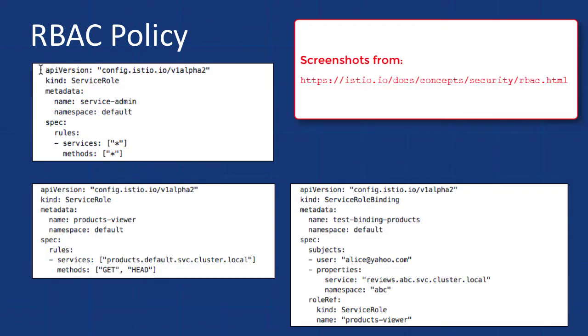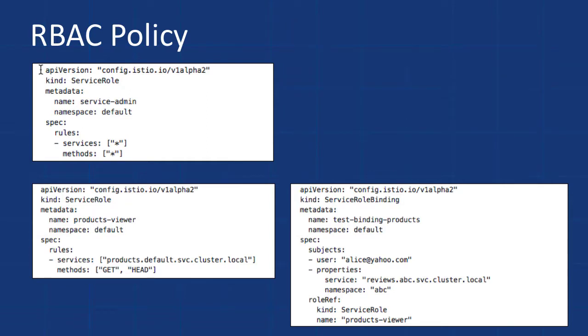What I thought I would do is just show you an RBAC policy implementation, and this is taken directly from the Kubernetes documentation. So what you see here at the top is a service role called service admin in the default namespace that really just allows full access to all services and all methods. Now down here, just below that, you've got a service role called products viewer, again in the default namespace, that really only allows you to call get and head on the products service. Now over to the right, you can see how we've bound the products viewer role over to really two subjects, to user alice@yahoo.com as well as to the reviews service.